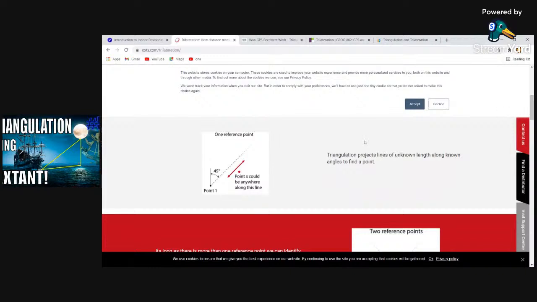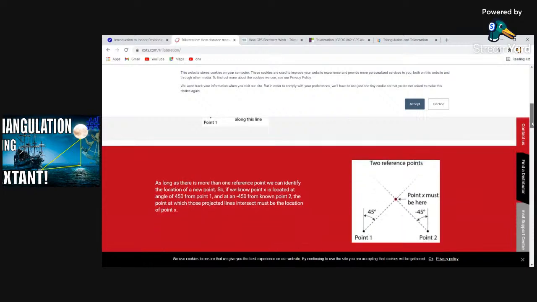So triangulation projects lines of unknown length. Yep, that's what we're using with the sextant. We don't know the length, along known angles. There we go. Known angles. That's what we use with the sextant. We know the angle. We're measuring the angle. So triangulation uses angles.